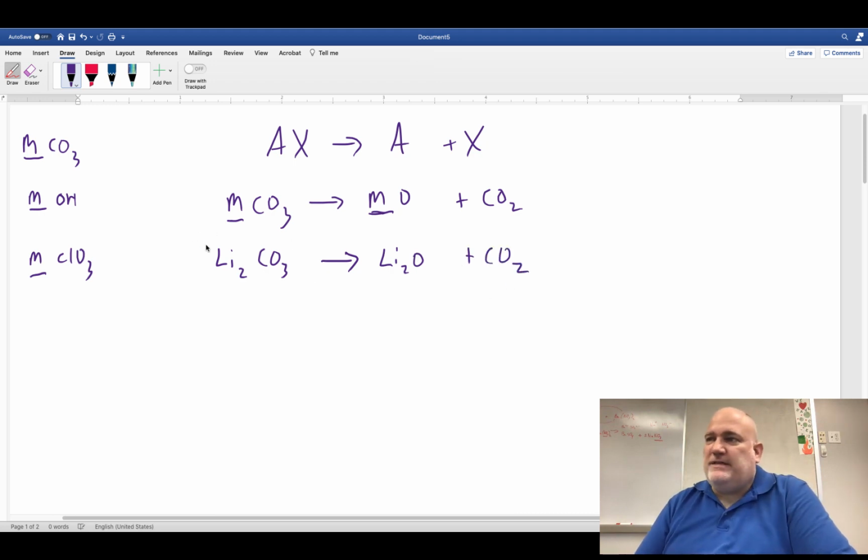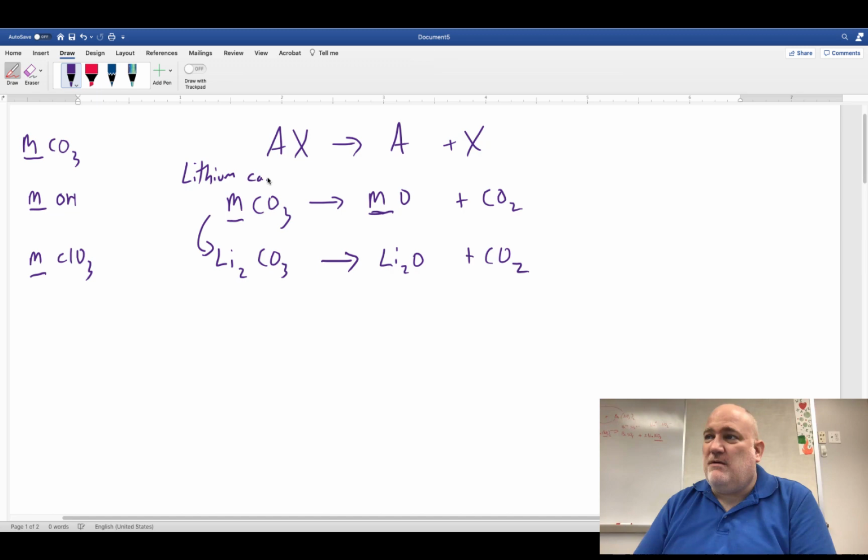Now, you may say, well, wait a second. This says M, and this is Li2. Well, depending on what the charge is on the metal, it will be different. Now, this is just doing it with the formulas. You could also have written it like this. I could have given you this at the top, and this is how it'll be written in your work.